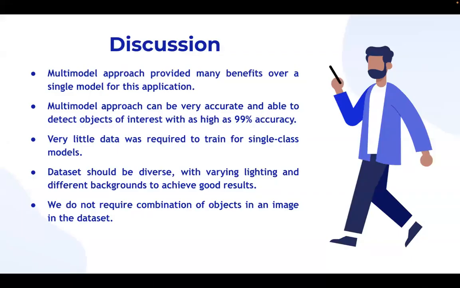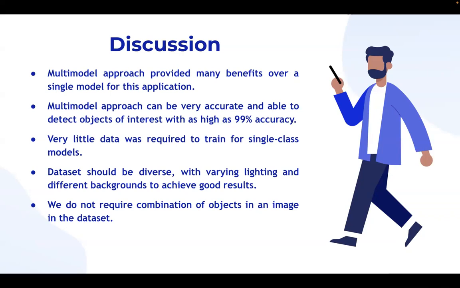So here are the things we figured out in this paper. The multimodal approach provided many benefits over a single model for this application, as we proved. The accuracies were around 99% for two of the classes, and around 94% for card skimmer, which is a pretty good, reasonable amount. The multimodal approach can be very accurate and detect objects with 99% accuracy, as I said.